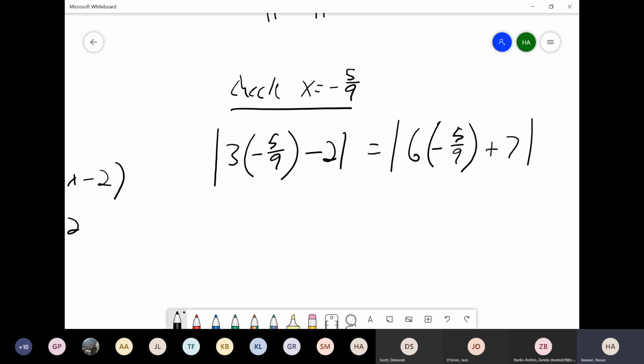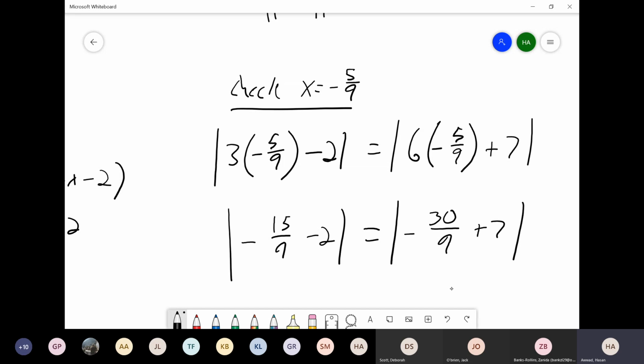So we have 3 times negative 5/9. Zenaida already pointed out to us earlier that what that means is we're just taking our 3 and multiplying it against our numerator, right? So we have the absolute value of negative 15 over 9 minus 2. And on this side, again, same thing, we're just going to multiply the numerator. So we get the absolute value of 6 times negative 5, which is negative 30 over 9, plus 7.